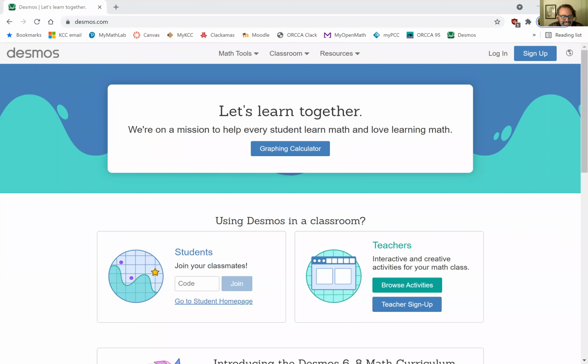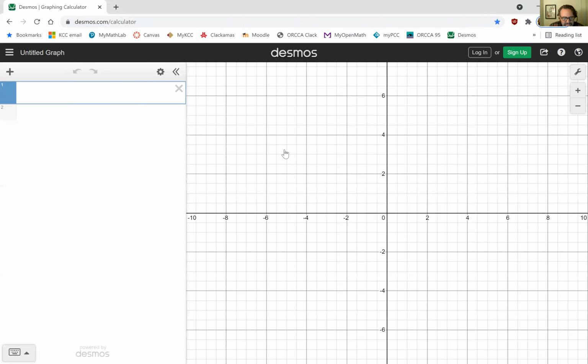This is Desmos, DESMOS.com. And I'm going to go to the graphing calculator. And if I go up to the plus here on the left, I can make a table. So that's where I'm going to start because I have a bunch of ordered pairs. And instead of the time 8:30 in the morning, I'm going to start at time 0 and then count up from there. So at time 0, the charge was 3%.